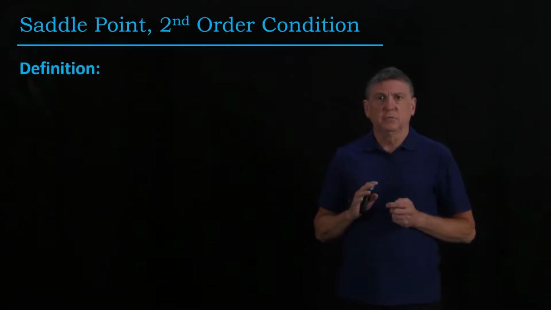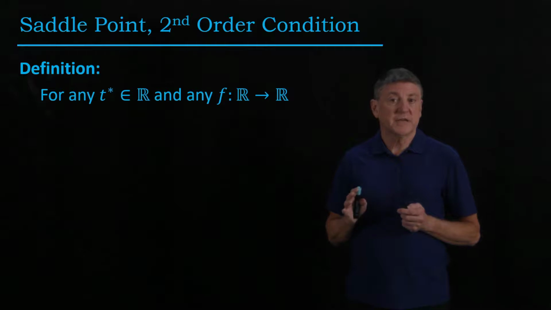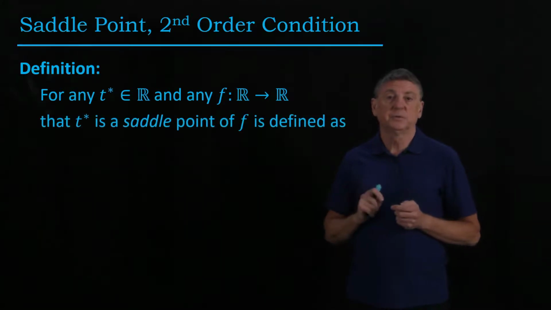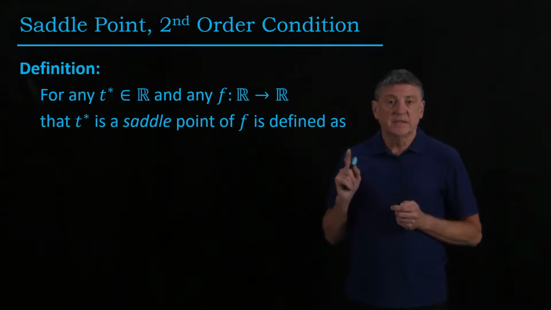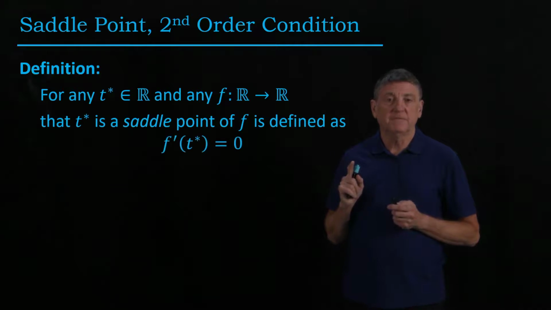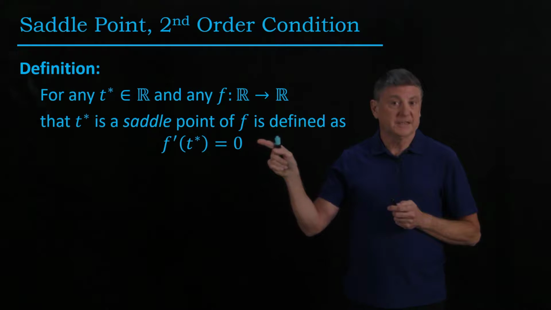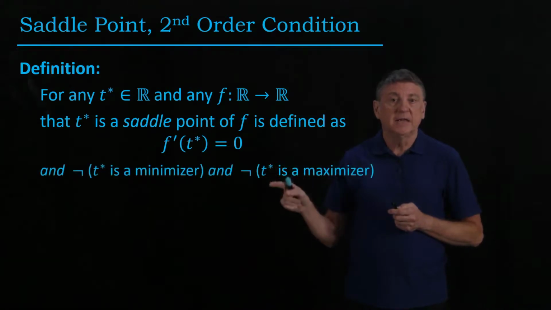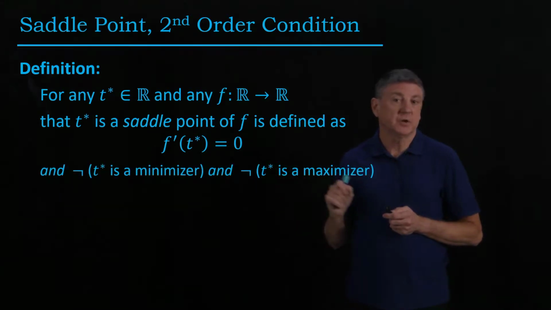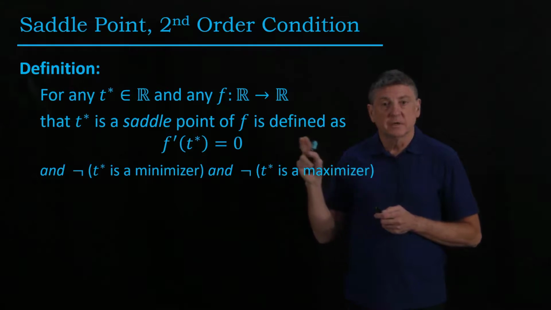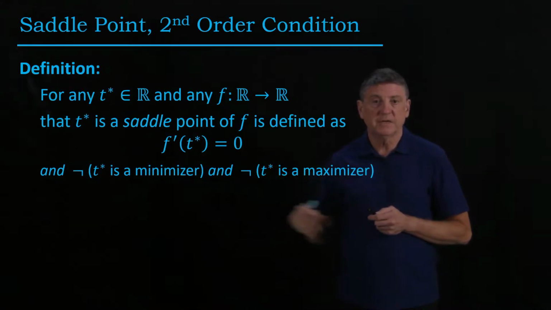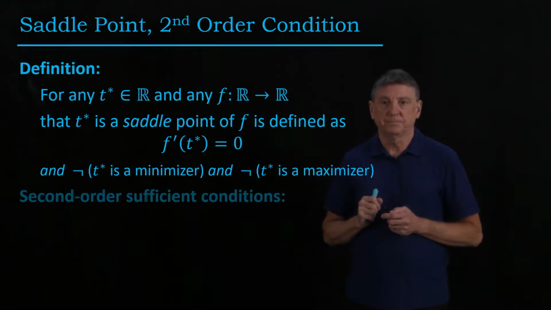To begin with, we'll define a saddle point. So a saddle point has a very simple definition, and that is T star is a saddle point if and only if the first derivative is 0, that is, it's stationary, and if it's not a maximizer and it's not a minimizer. So if it's a stationary point that's neither a maximizer nor a minimizer, then it's a saddle point.